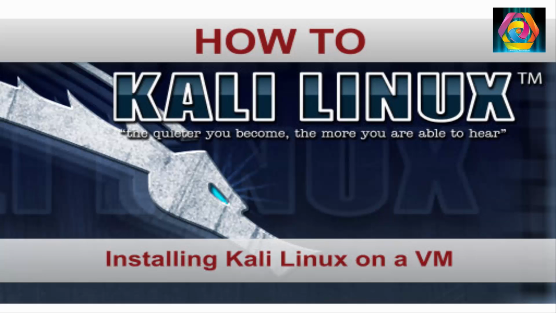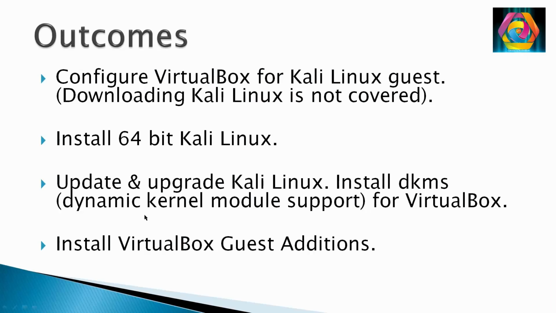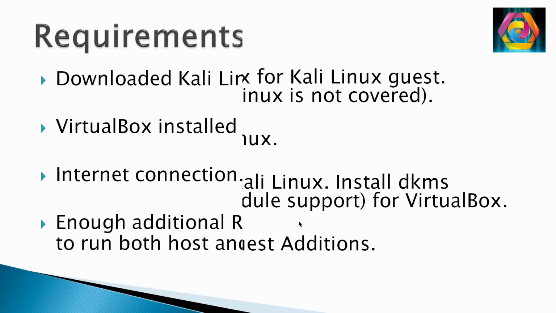One of the viewers on this channel asked how to install BackTrack in VirtualBox, but because BackTrack is no longer maintained, I went with Kali Linux. Outcomes for this video would be to configure VirtualBox for a Kali Linux guest. Downloading Kali Linux is not covered. Install a 64-bit Kali Linux. Update and upgrade Kali Linux and install DKMS, Dynamic Kernel Module Support, for VirtualBox, and install VirtualBox Guest Additions.